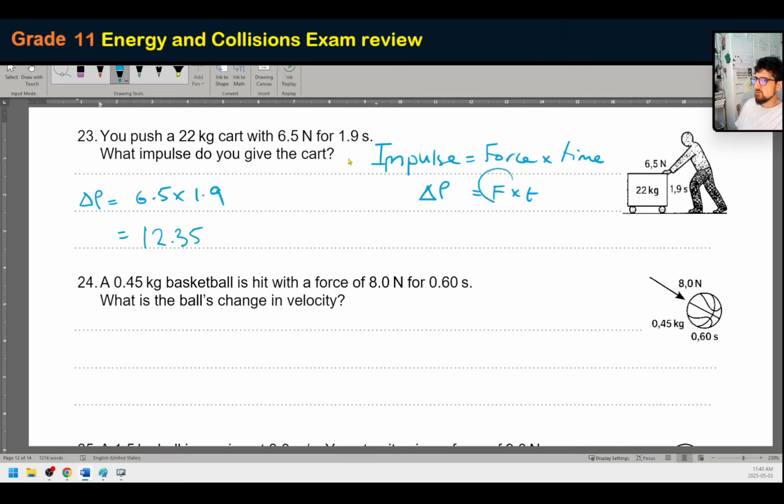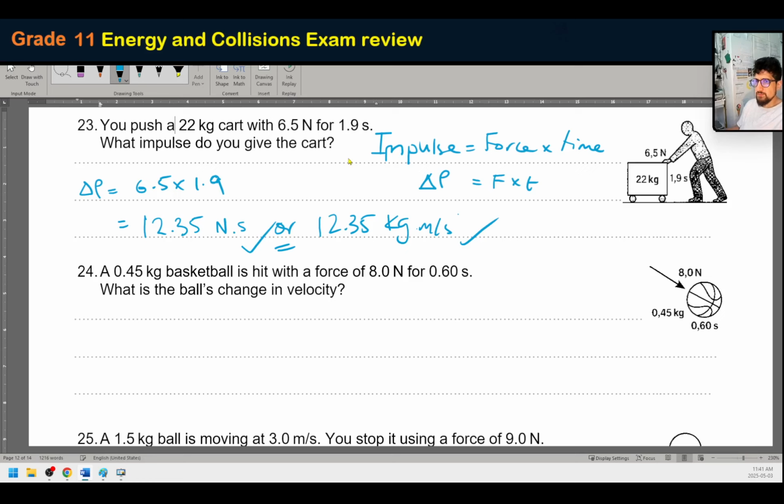Well, what's the unit for force? That's newtons. What's the unit for time? That's seconds. So the unit for impulse is literally just that, newtons dot seconds. Or 12.35 kg dot meters per second. Why? Because it's also equivalent to change in momentum, which is mass times velocity. So kilograms dot meters per second is also correct. So you can do that with that.